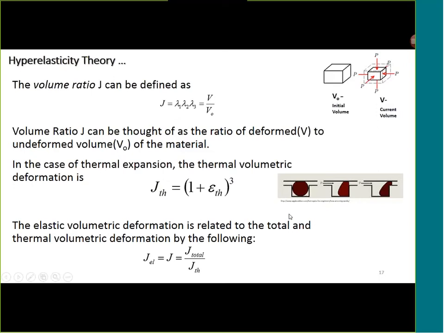Especially when we are dealing with elastomer seals used in high temperature sealing applications, there is a huge amount of volumetric strain due to the thermal strain that is induced. If there is any thermal strain induced in the elastomeric material, the volume ratio is calculated as per this particular equation.